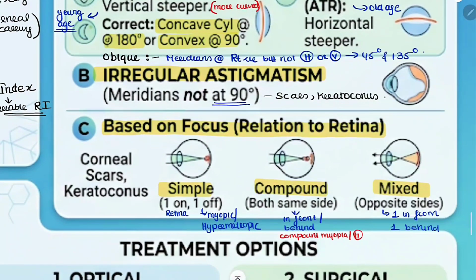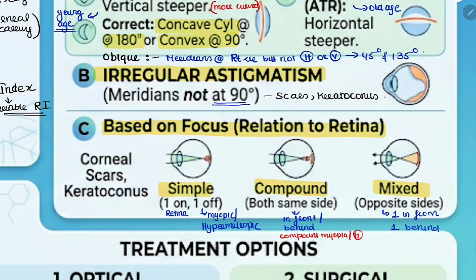Coming to classification based on focus, that is in relation to the retina, there can be simple, compound and mixed astigmatism. Simple astigmatism means one meridian focuses on the retina while the other meridian does not. It can be either in front or in the back, that is myopic or hypermetropic. So one will be on the retina and the other can be myopic or hypermetropic. That is the simple type.